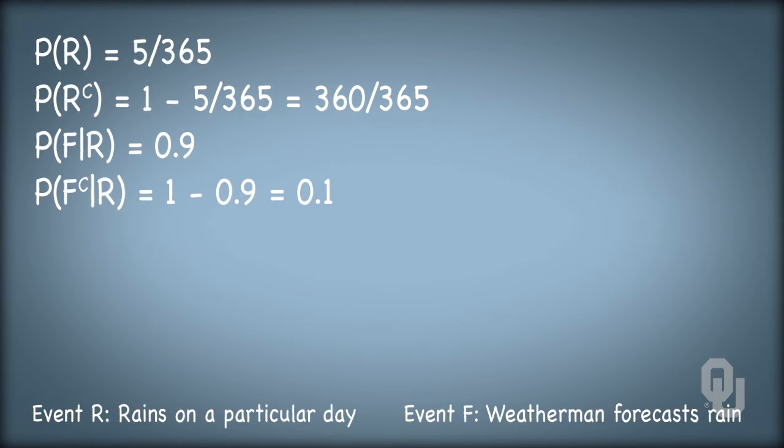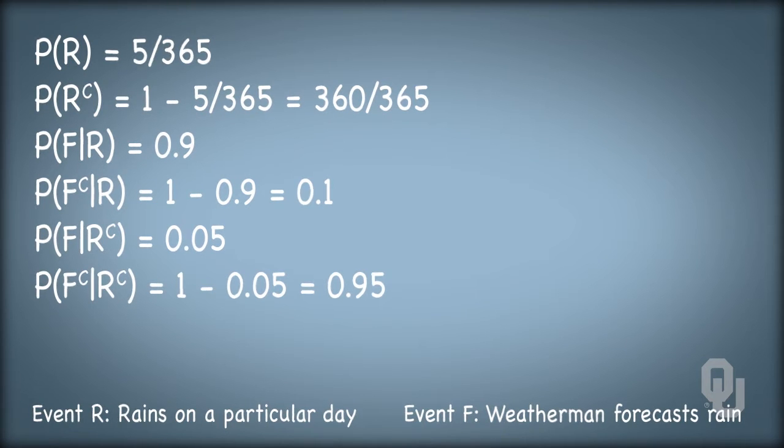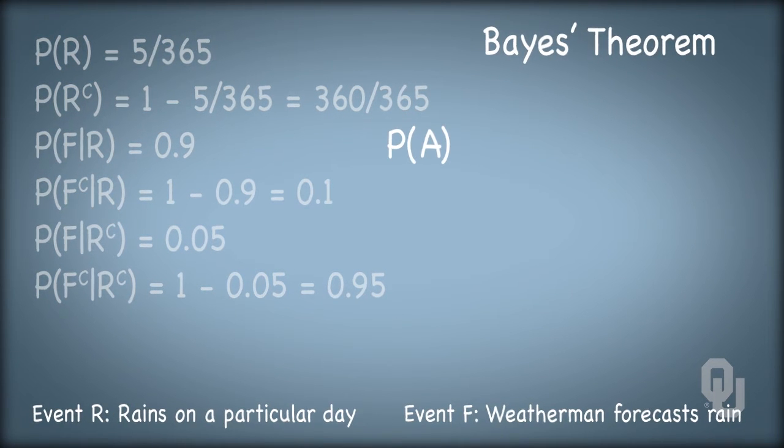We also know how often the weatherman makes a mistake when it doesn't actually rain, forecasting rain instead, with probability of F given R complement equal to 0.05. And the complement of this is the probability that he correctly forecasted no rain given that it didn't rain, or the probability of F complement given R complement, which is 1 minus 0.05, or 0.95. This generally falls in line with a Bayes' theorem storyline. We know the probability of an event, the probability of A. We gather some information, in this case a forecast, and we know how often that forecast is right and wrong, with the probability of B given A.